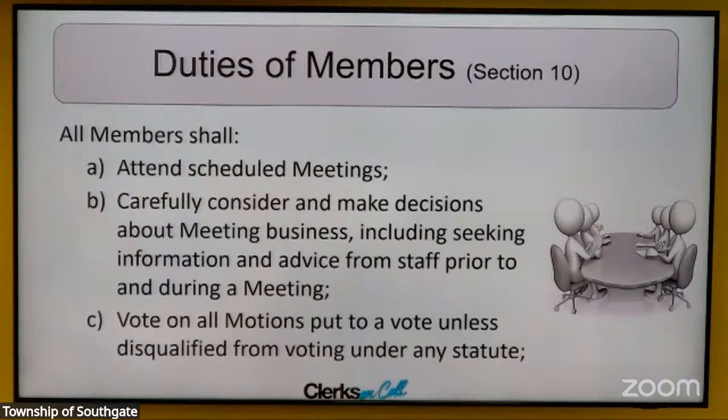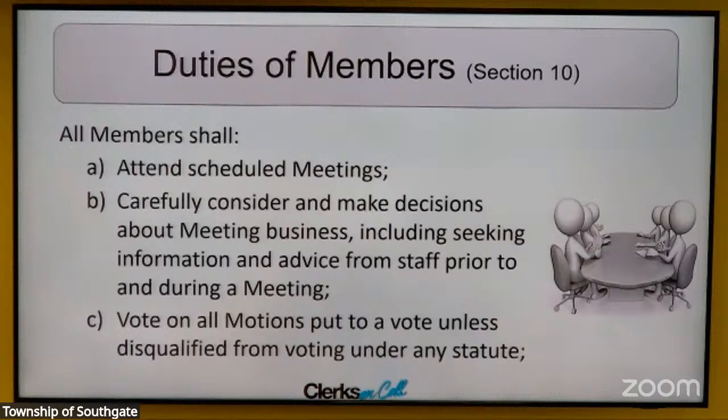All members shall attend scheduled meetings. We recognize that you likely won't be able to attend every single meeting during your term, but the intent of this clause in the procedure bylaw is to remind members that they're to strive to attend as many of the scheduled meetings as possible. Members are also to carefully consider and make decisions about the business of the meeting, and this includes seeking information and advice from your staff prior to and during a meeting.